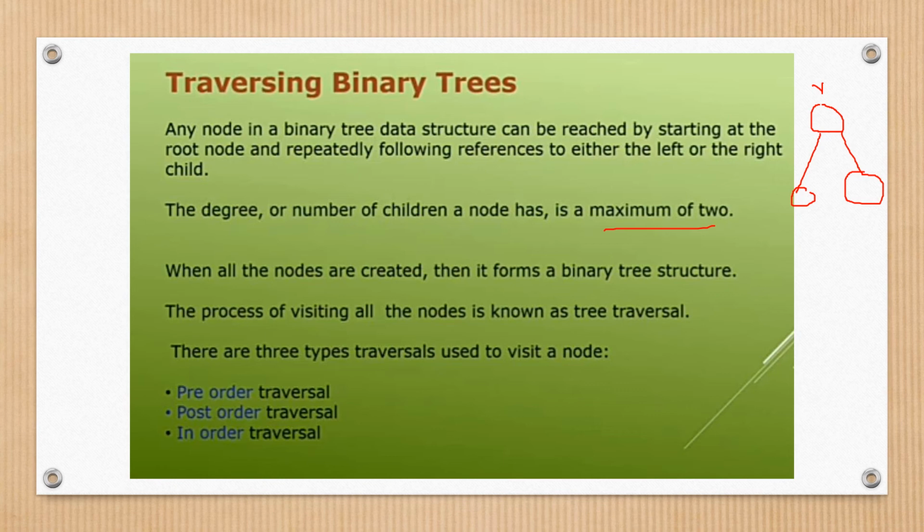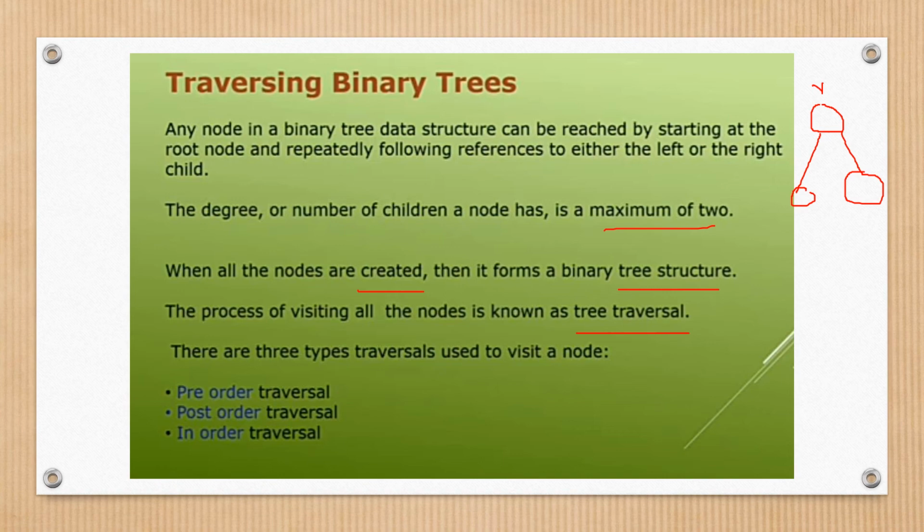Only if it contains 0, 1 or 2 children, a maximum of 2, is it said to be a binary tree. When all the nodes are created, then it forms a binary tree. The process of visiting all the nodes is known as tree traversal. If we visit each and every node in the binary tree, then it is said to be traversal.